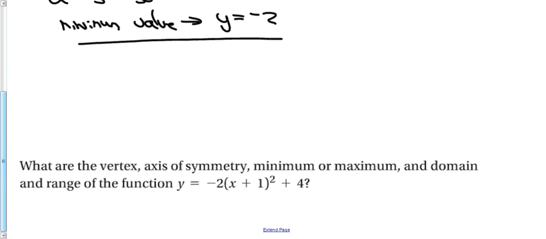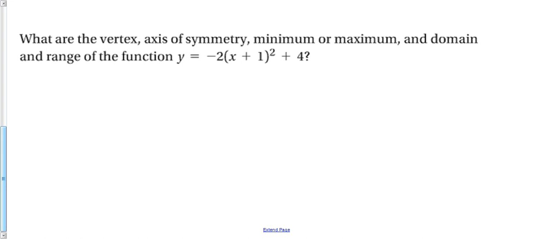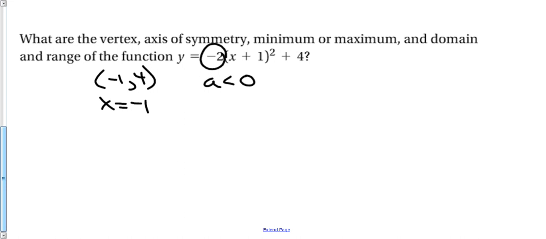The same thing here: the vertex is going to be negative 1, 4. The axis of symmetry is going to be x is equal to negative 1. a is negative, so a is less than 0. That means there's going to be a maximum value. So the maximum is going to be y is equal to the y coordinate of the vertex.